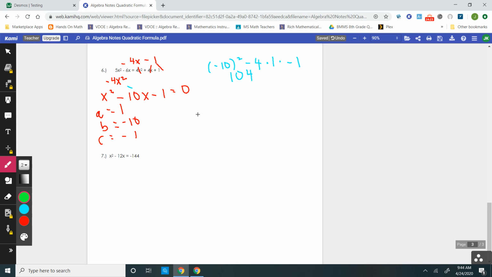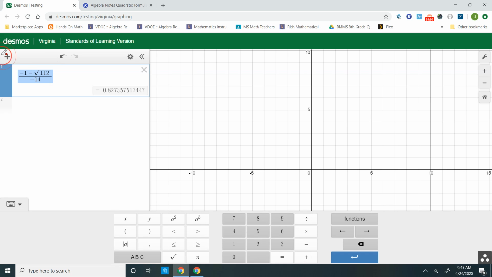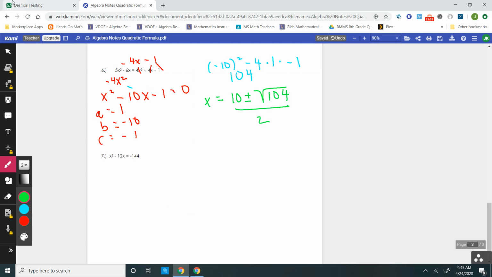So x is equal to, your formula is negative b. So here your b is -10, so when you sub it in, it'll be a positive 10 out front. So 10 plus or minus the discriminant you got under the square root. And then in your denominator, it's 2 times your a, so 2 times 1, that'd be 2. And then you can just type this in. So 10 plus the square root of 104 first, and then you're dividing it by 2.